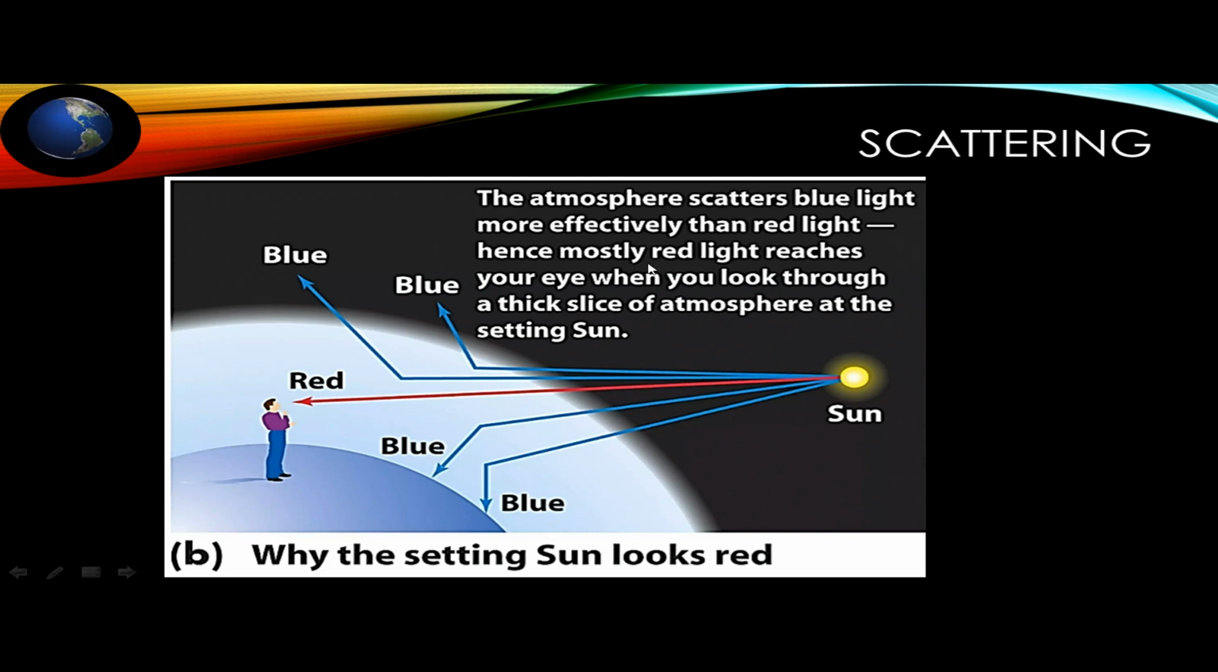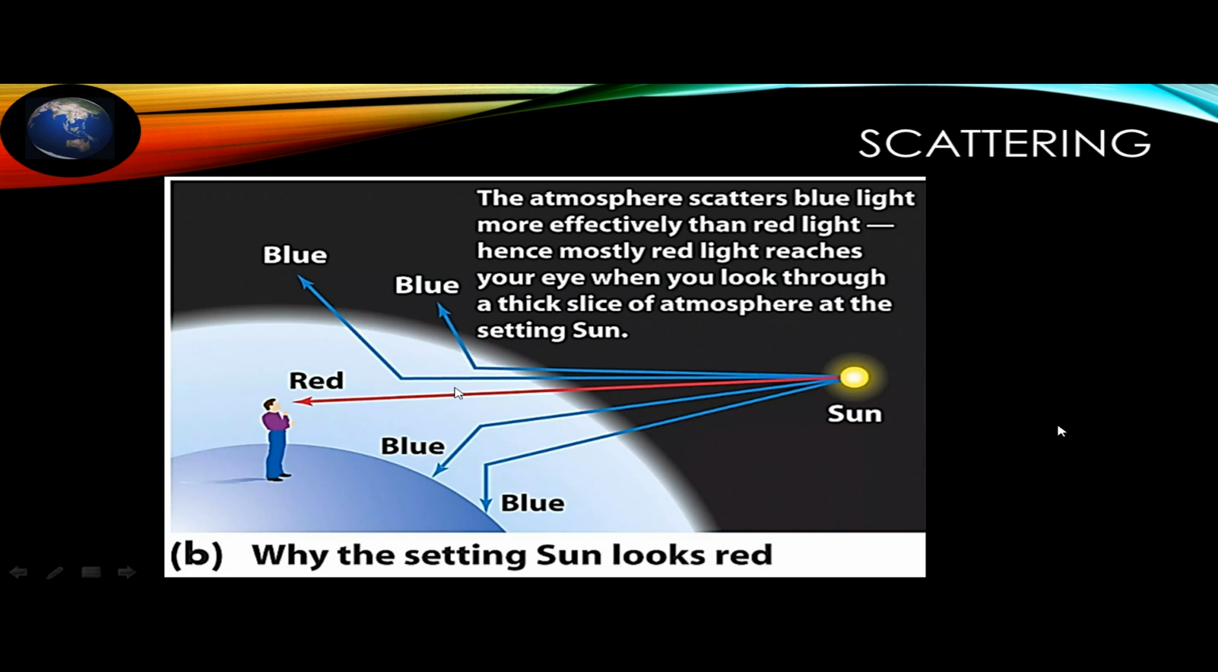Hence mostly red light reaches your eyes when you look through a thick slice of the atmosphere at the setting sun. Setting sun means when the sun is in the evening, so it looks red in color. Okay, so these are two examples we can generally see in daily life that I have given for scattering. This is a Rayleigh scattering example.